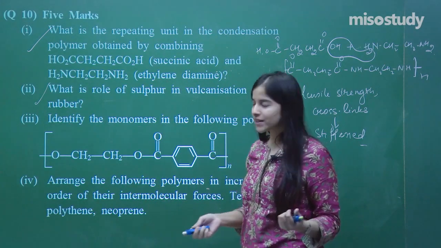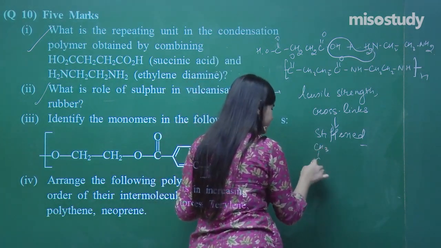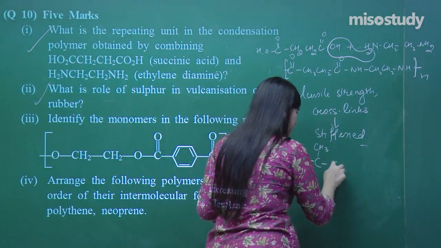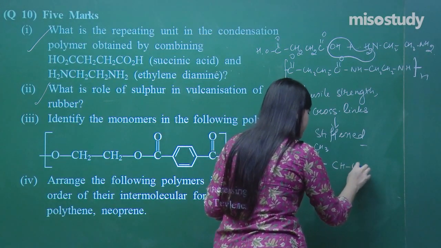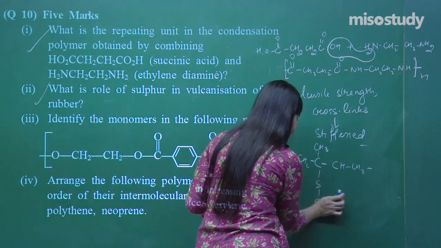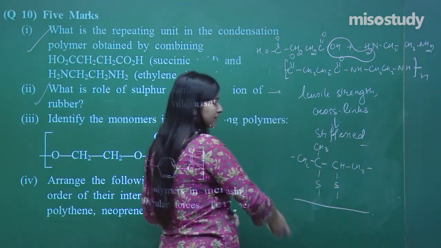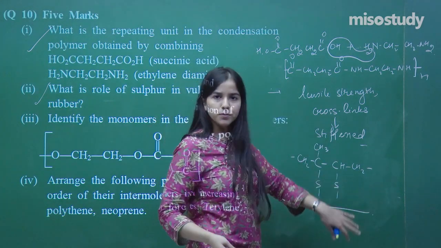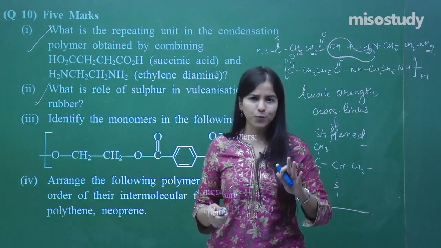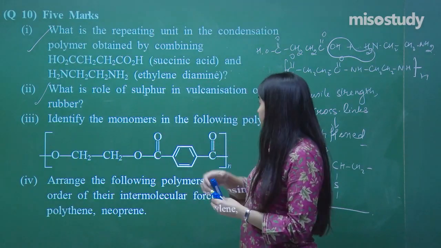You can also show the vulcanization like this, see here. So something like this, CH2 and C, like this. That is how the sulfur will be connected with the other part of the isoprenic group, right? Isoprene is the very basic unit which forms natural rubber. I hope you remember this. Second part is also done.